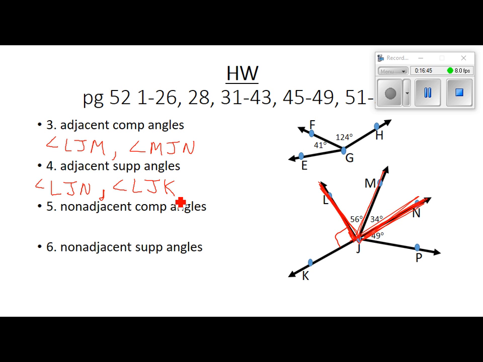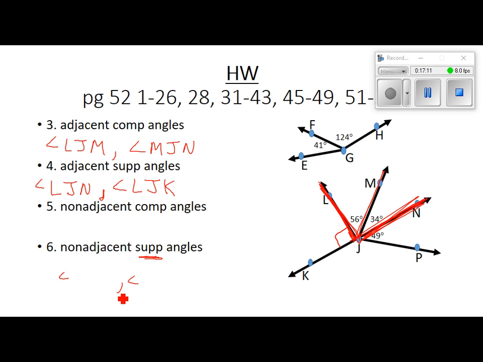How about, let's skip number 5, let's go to number 6. Non-adjacent supplementary angles. What do you think non-adjacent means? So I'm guessing MJP and LJK. What's non-adjacent mean? Not beside each other. Not beside each other, not hooked to each other. And we want them to be supplementary. So they still got to add up to be how much?